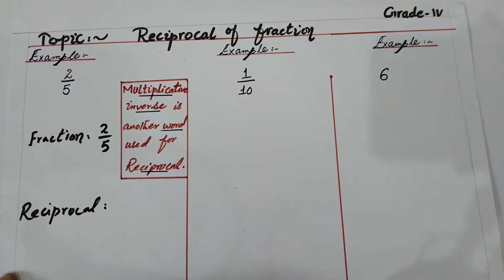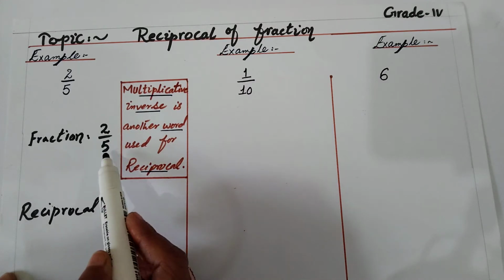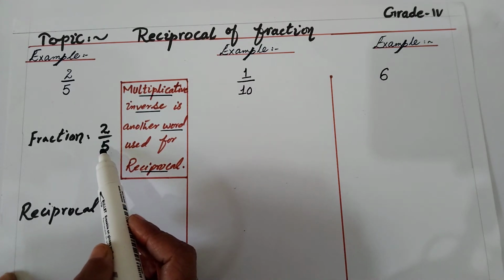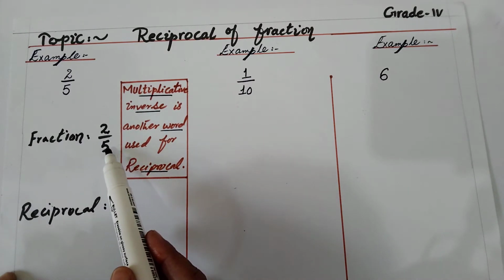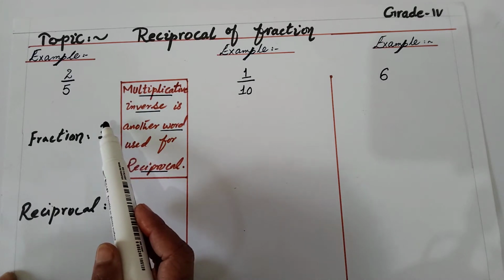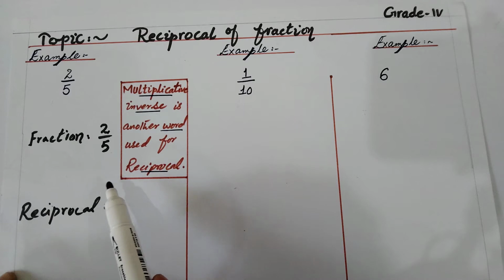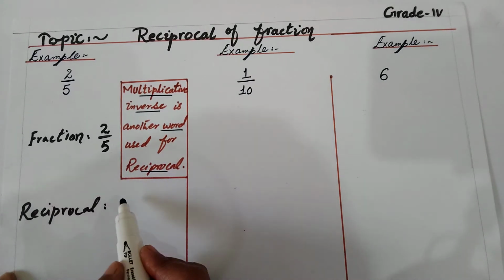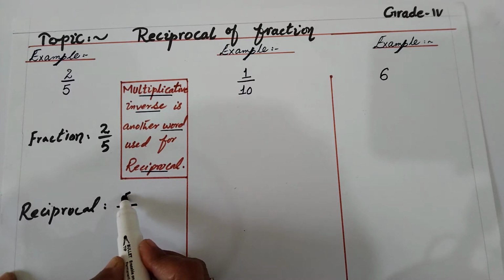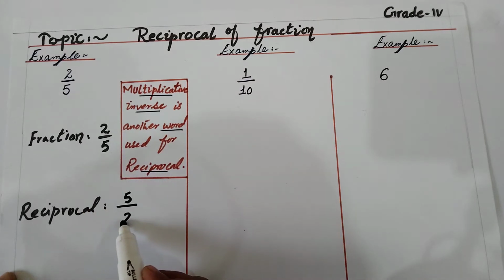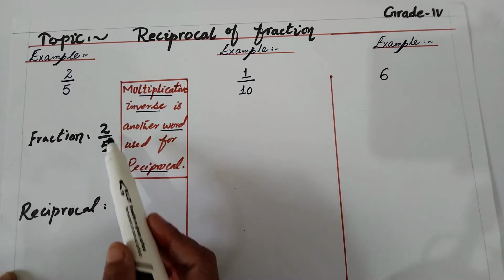The reciprocal of 2 over 5 is very simple. Just turn it upside down. 2 is the numerator, 5 is the denominator. When we find the reciprocal of the given fraction, the numerator will be the denominator and the denominator will be the numerator. It means you have to just turn it upside down. Like 2 was the numerator, now when we turn it upside down, 5 will be the numerator and 2 will be the denominator. Got it? That is the reciprocal of 2 over 5.